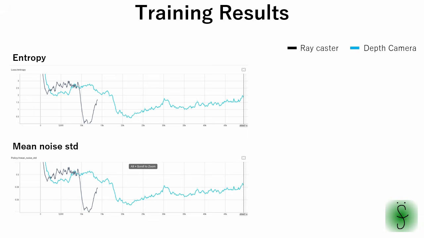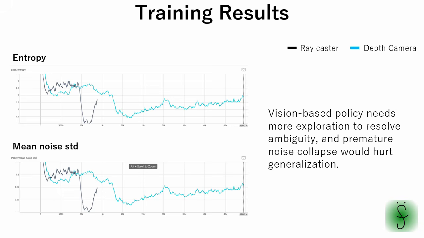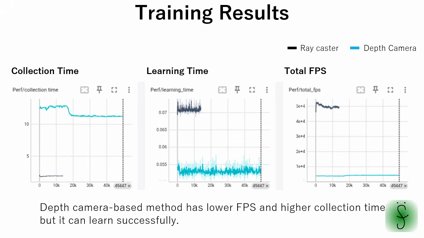Entropy and mean noise standard deviation show that depth camera maintains higher exploration noise longer but Raycaster collapses the noise early. This is also understandable from theoretical point of view, because vision-based policy needs more exploration to resolve ambiguity, and premature noise collapse would hurt generalization. From the training performance point of view, the depth camera-based method has lower FPS and higher collection time. This is inevitable, but importantly, learning is still stable. There are no divergence and no catastrophic slowdown.